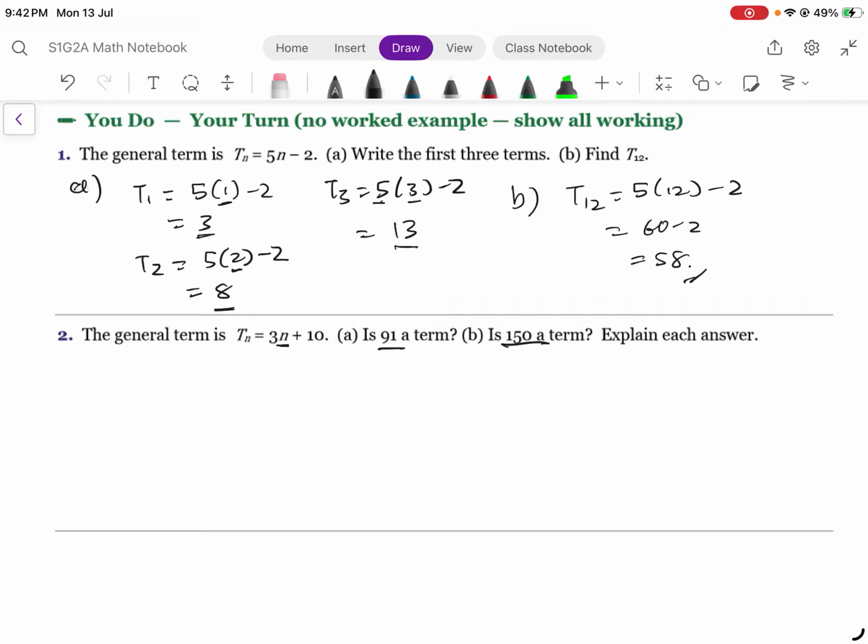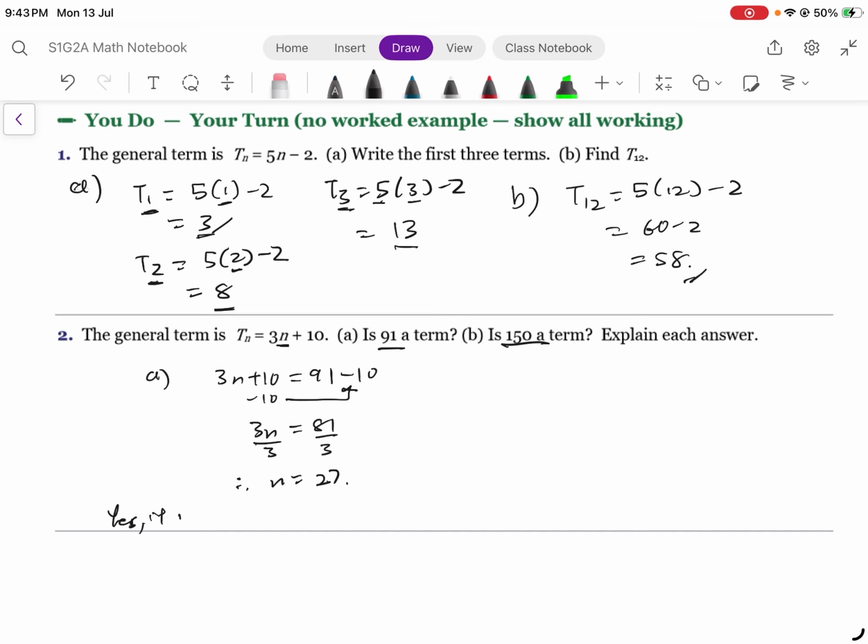So we need to prove, when n is substituted in, do we get a whole number? When you look at it, your value here and your n here are all whole numbers. So if I solve this, 3n plus 10 equals 91. Minus 10 minus 10, you get 3n equals 81. Can I divide by 3? I can. Equals 27. Is 91 a term? Yes.